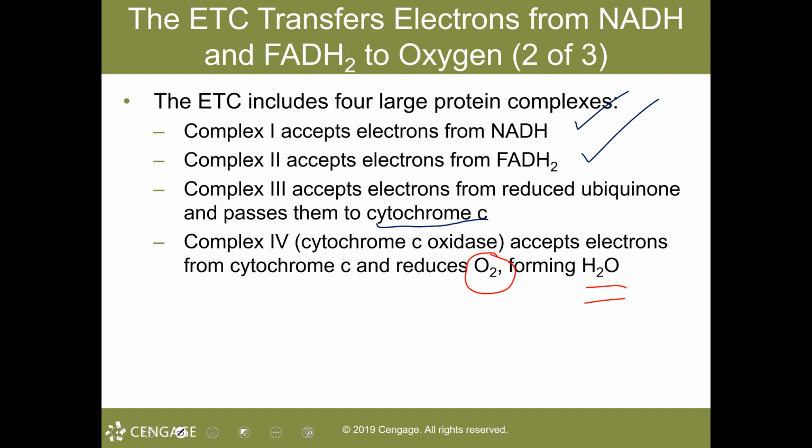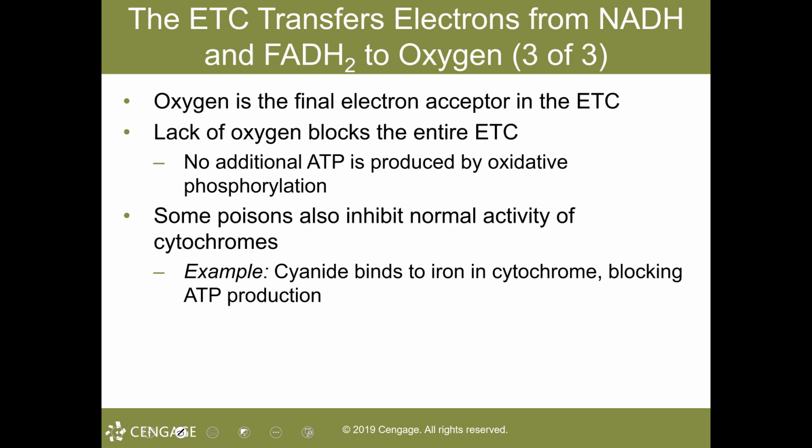I mentioned earlier that the final electron acceptor is oxygen. As those electrons and protons pass down 2 by 2, they form what is known as H2O. There you have it. Continue on, class. As I stated earlier, oxygen is the final electron acceptor, and a lack of oxygen will block the entire electron transport chain. For instance, it says here, some poisons also inhibit normal activity of cytochromes.